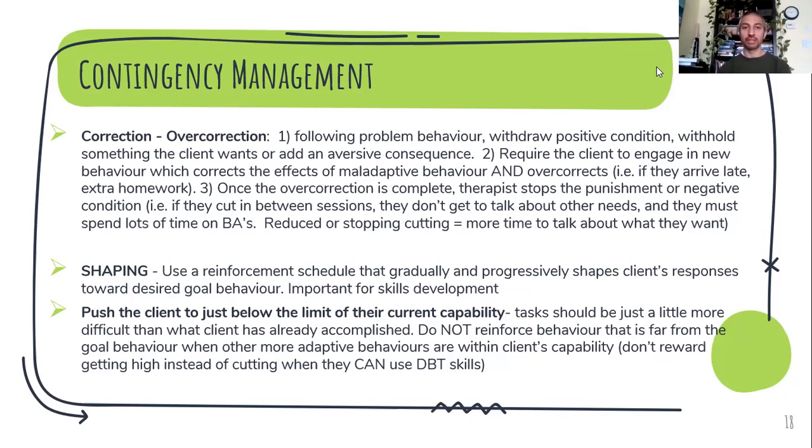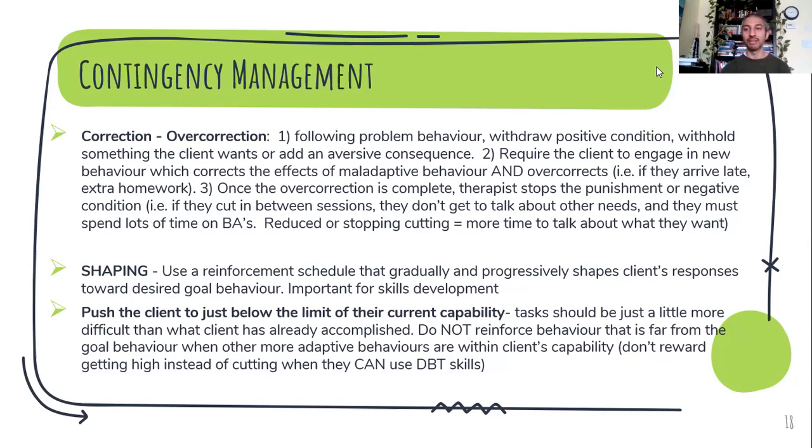So also there's the correction over correction. So when a problem behavior comes up, we withdraw the positive condition. We withhold something that the client wants. So let's say the client wants us to show concern. The client wants us to say, hey, look, I cut myself, can't you feel bad for me, or can't you say something about that? Don't you care? First, we withdraw and maintain our neutrality, and then we require the client to engage in new behavior, which corrects the effects of the maladaptive behavior and overcorrects.